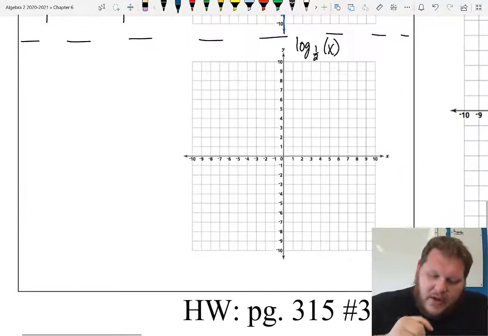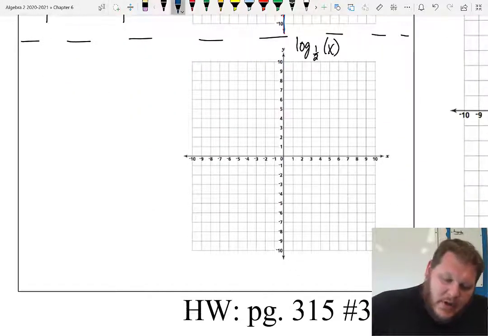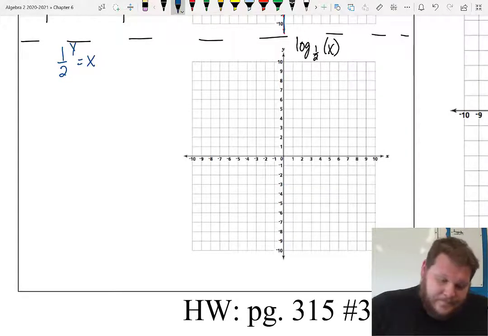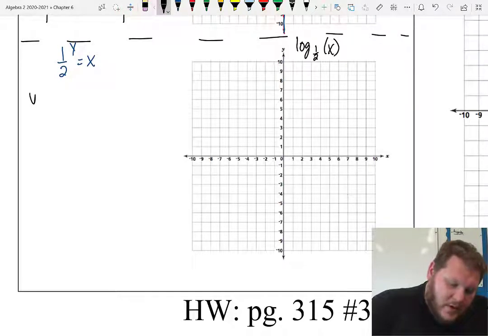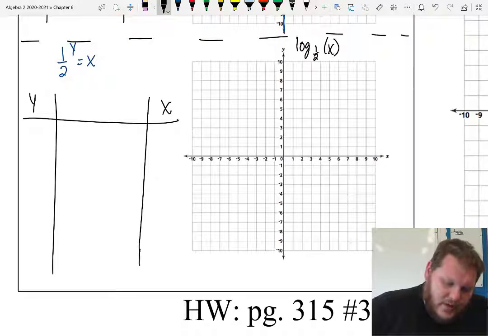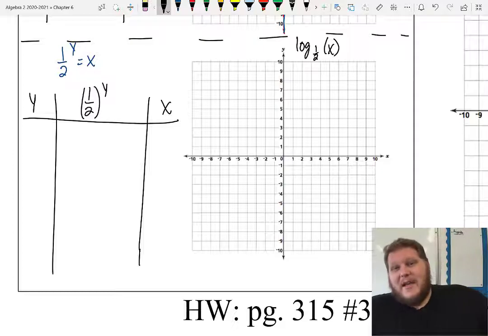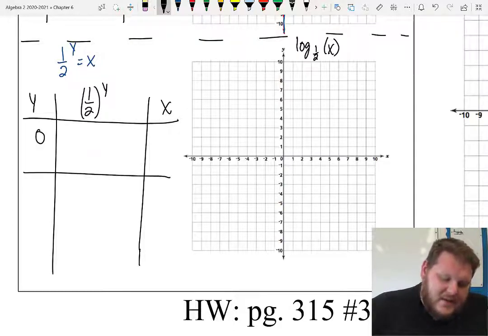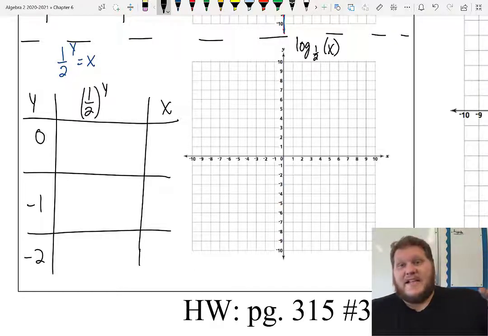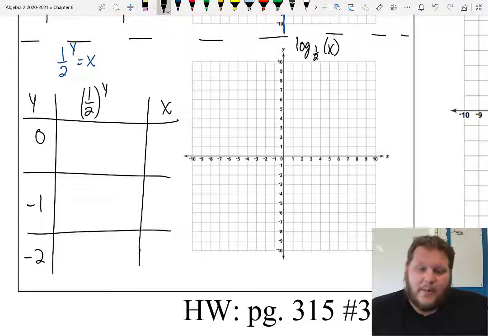If I go the other direction here with the bottom one in box 3, if my base is now 1/2, the equation I'm actually graphing is 1/2 to the y power equals x. So my y, x, work table is 1/2 to the y power. Now, because of the fraction, my numbers will work out nicely here. 0 is still going to be nice, but now my negative y values, my negative exponents, will flip those over and make nice whole numbers.